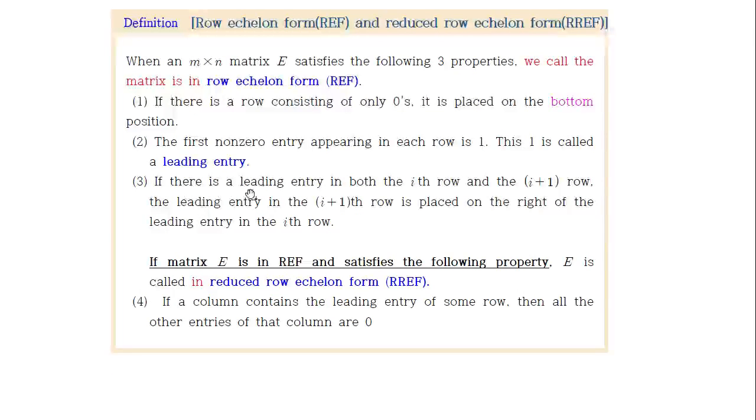Okay? If there is a leading entry in both the ith row and the i plus 1th row, then the leading entry in the i plus 1th row is placed on the right of the leading entry in the ith row. If you have leading non-zero entries, then it should be placed like this, like a stepwise, 계단같이 옆으로.